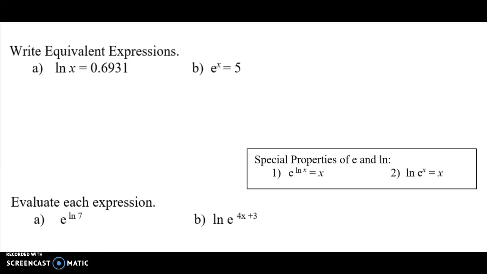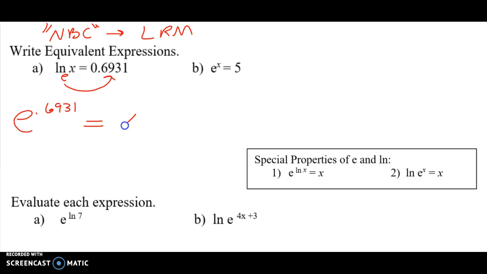Okay, so for A, it says write an equivalent expression. What it means by that is write it as an exponential. So once again, this is NBC. Or if you're Skylar and think that's stupid, just think of it as left, right, middle. What is the base of natural log? E. It's E. E to the right side, 0.6931, equals X.